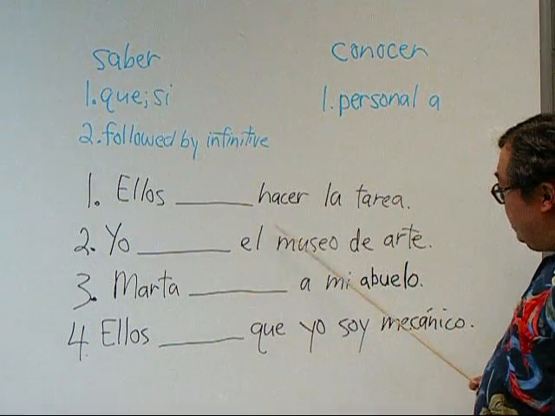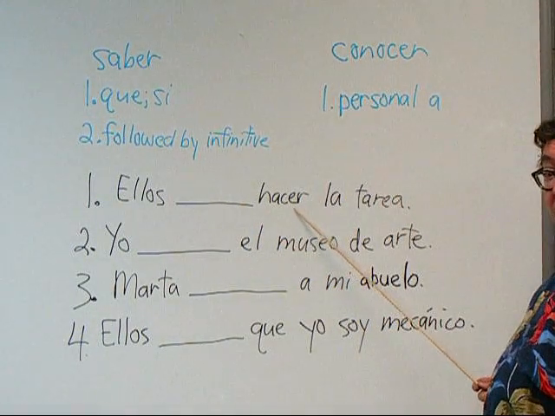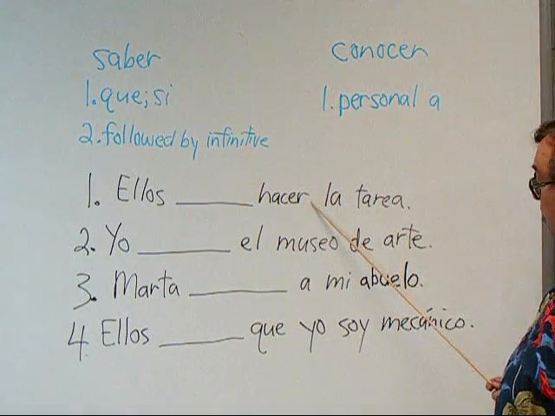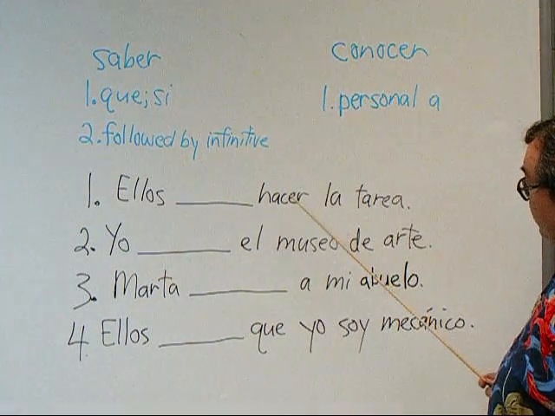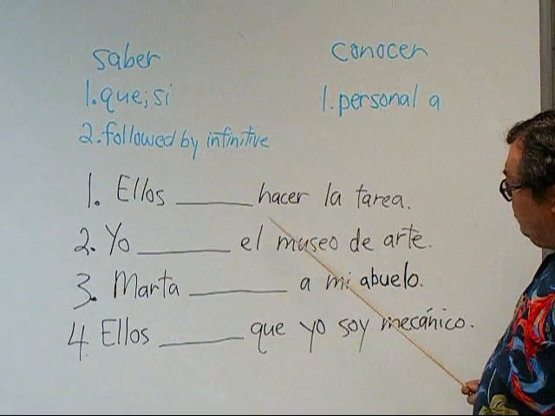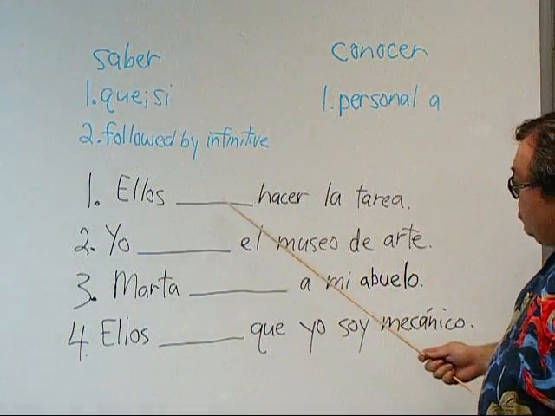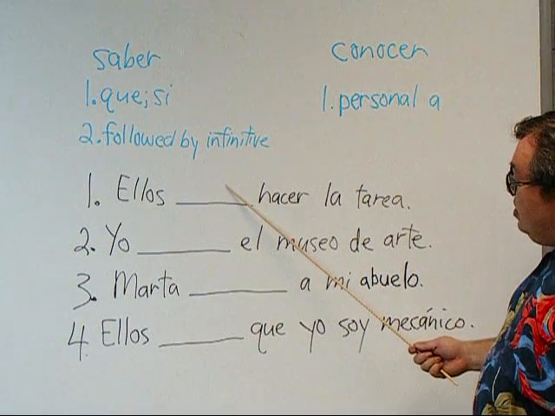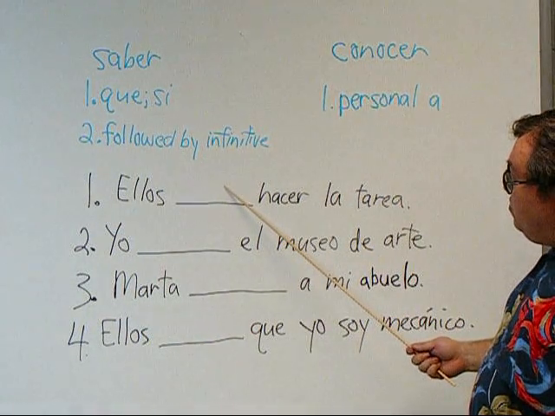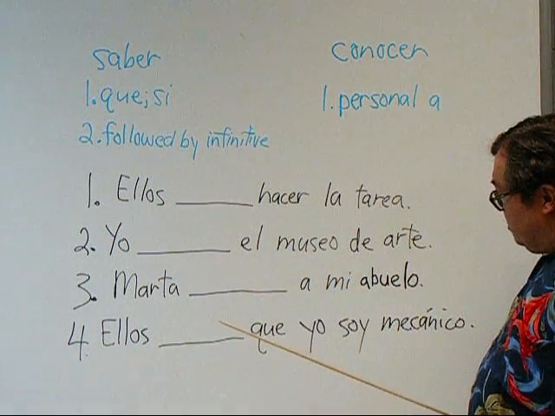All right. In this first sentence, look right after the blank. Hacer, that ends in an ER. That means that's an infinitive. So I'm going to use the one that's followed by an infinitive. Okay, that's saber. And so we're talking about knowing how to do something. So they know how to do the homework. Okay. So I need the they form of saber. See, that's a regular verb except for the yo form, so that's S-A-B plus E-N. Saben. Let's look at the next one.